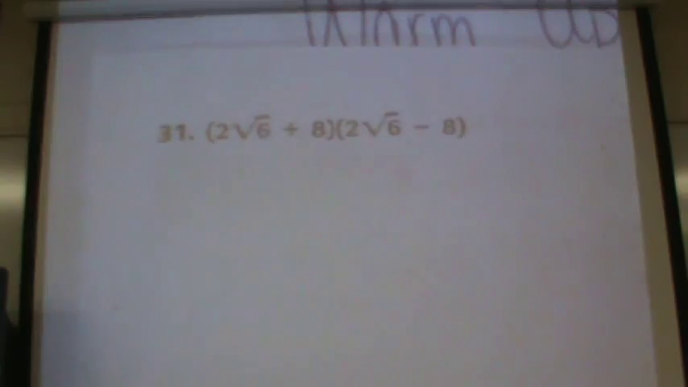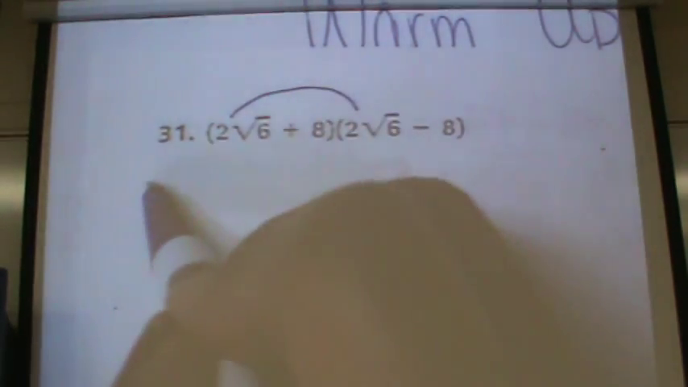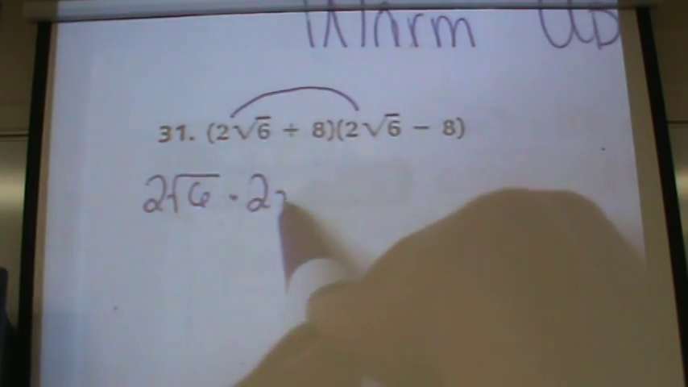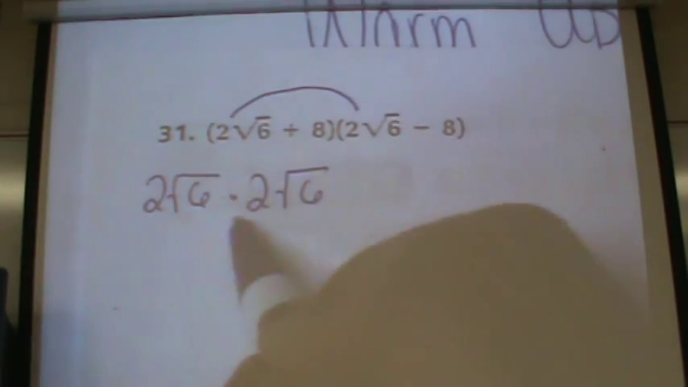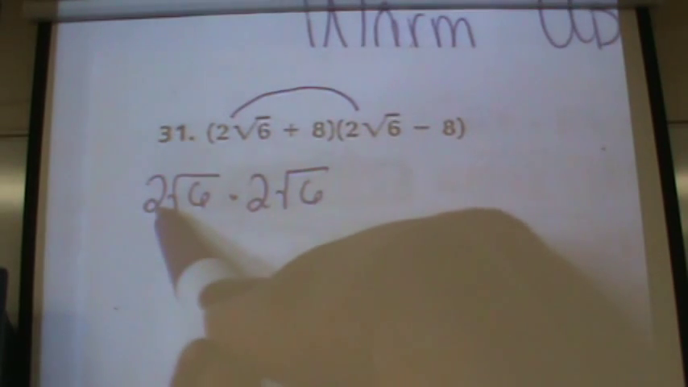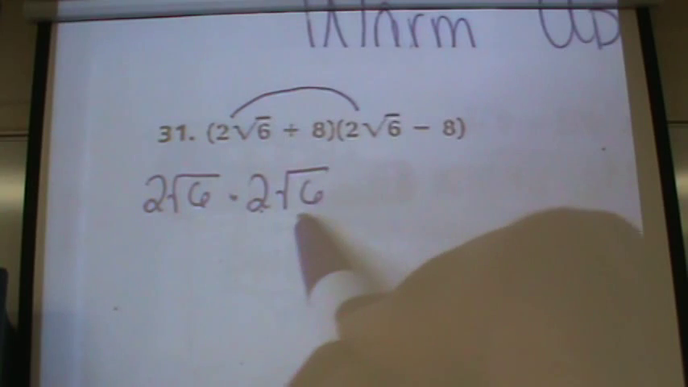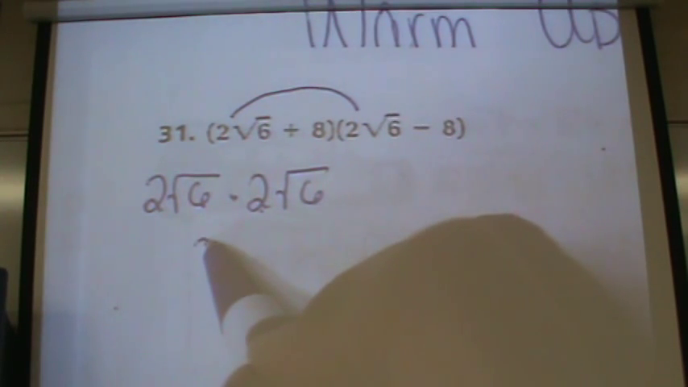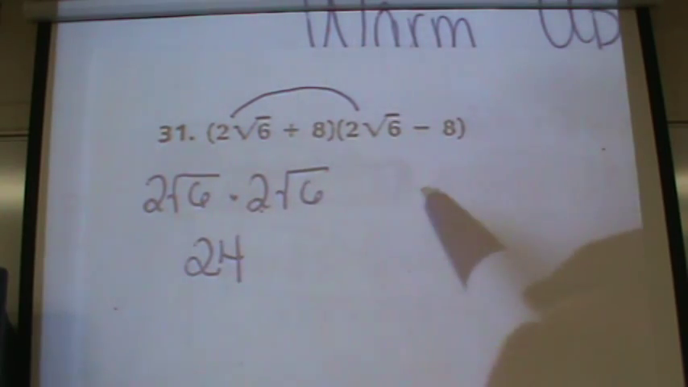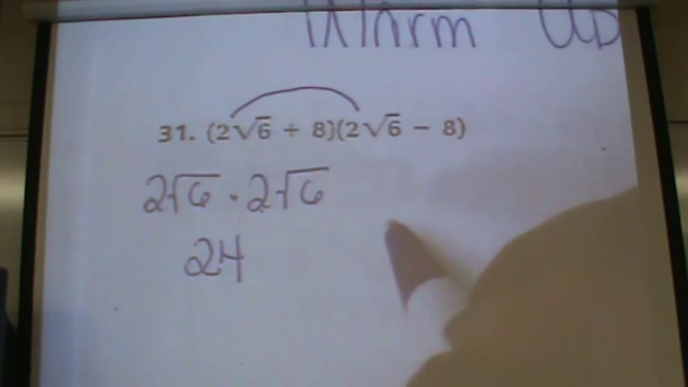Okay, 31. We're going to do 2 root 6. I'm going to write this one out. 2 root 6 times 2 root 6. What's that? 2 times 2 is 4 times 6 is 24.